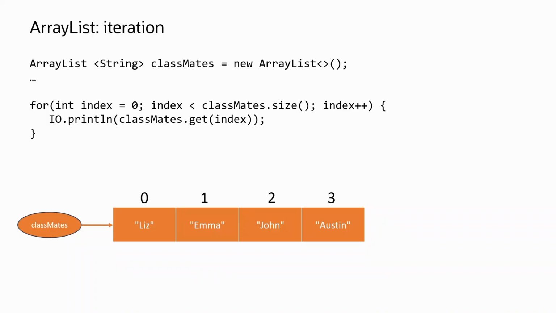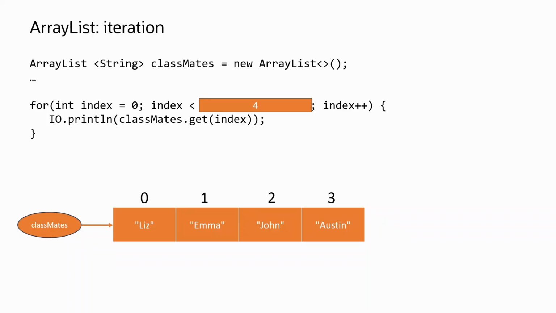In this case, we're starting our index at 0 and incrementing by 1 each time. We're going to continue to do this as long as the index is less than the size of the list. And in the body of the loop, we could do multiple things, but in this case, we're printing out each classmate's name.